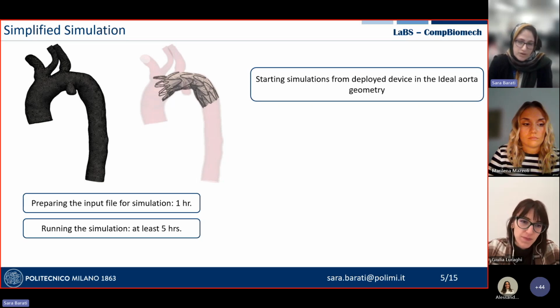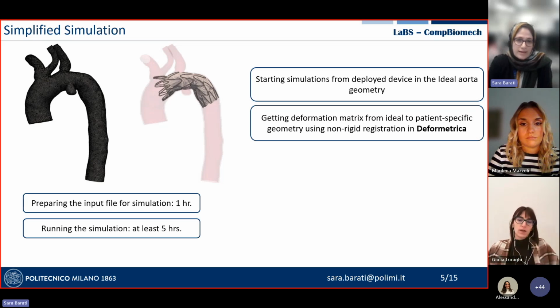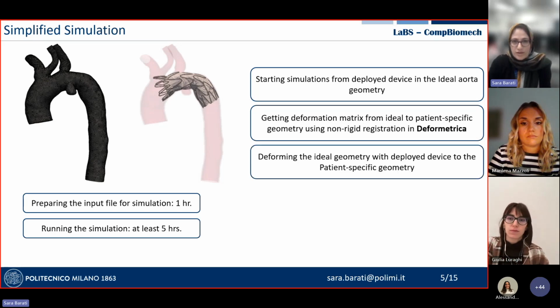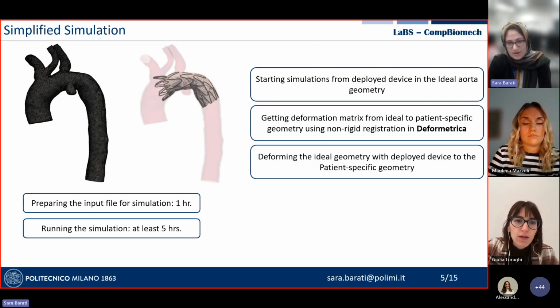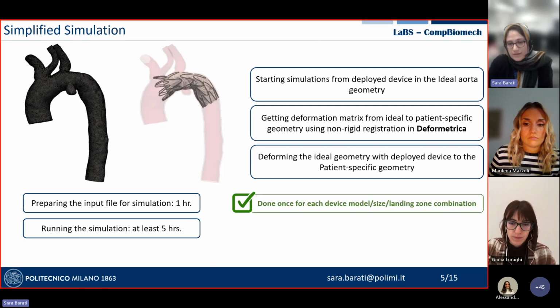and then use Deformetrica for non-rigid registration between the ideal geometry and the patient-specific geometry. And then with that deformation, we apply the deformation to the ideal geometry with the stent graft inside it to find the deployed configuration of the stent graft in the patient-specific geometry. What it helps us with is that we only need to do this once for each device model, size, and landing zone combination. Landing zone is the place that the proximal part of the stent graft is going to be.